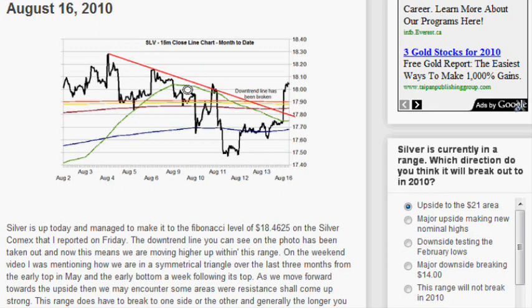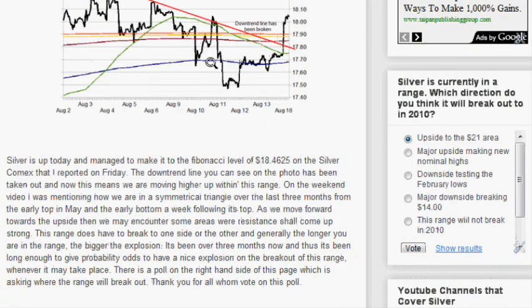We'll talk more on the markets at the end of the video when we look at the free stock charts that are on the bottom of this page. And we're in this big range, and I have this poll here. Silver is currently in a range. Which direction do you think it will break out in 2010? The vote will be a weekly vote. It will close on Sunday.